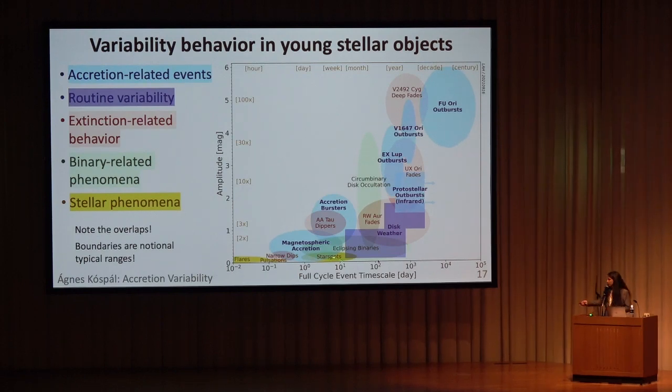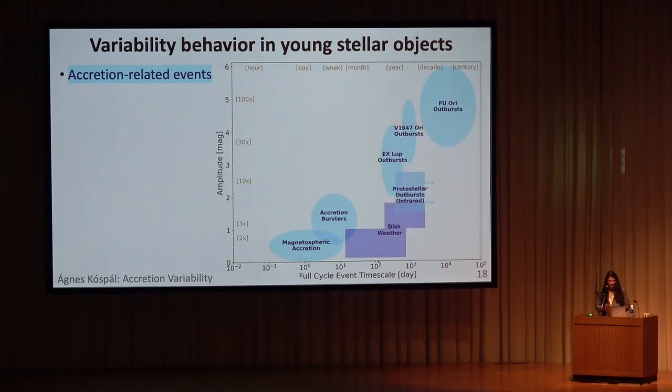As I mentioned briefly, there are phenomena which are related to the central star itself, or there are phenomena that only happen in binary systems. There are extinction-related variability. But then the most interesting for us is the accretion-related events. So let me clear up this graph a little bit. So I deleted everything that is not accretion-related.